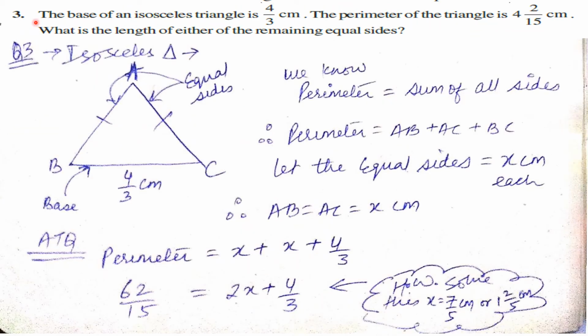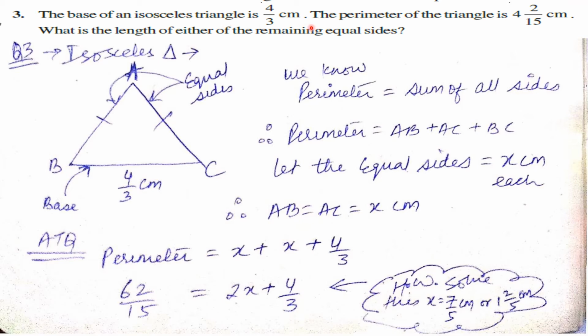Now, question number 3. Again, I hope you have done it on your own. Still, if you have not done, try to understand the question and then try on your own. If not possible to solve, then only see the solution. Question is, the base of an isosceles triangle is 4 upon 3 centimeter. So in a triangle, there are three sides, we all know. They have given us one side, that is base of isosceles triangle. First thing that comes into my mind is, what do we mean by isosceles triangle? A triangle in which two sides are equal is known as isosceles triangle.